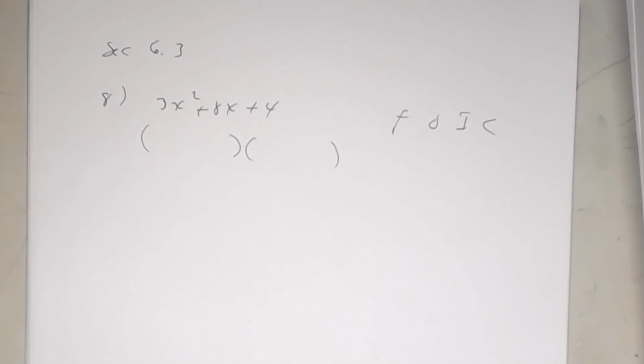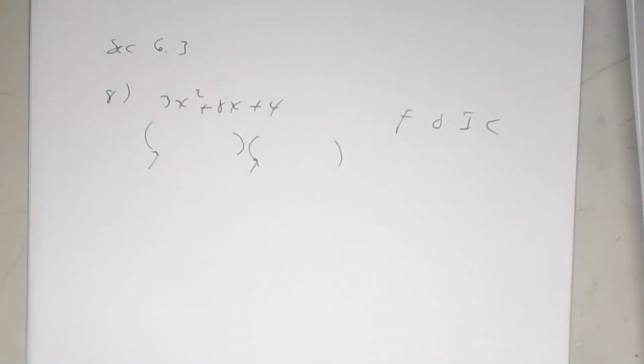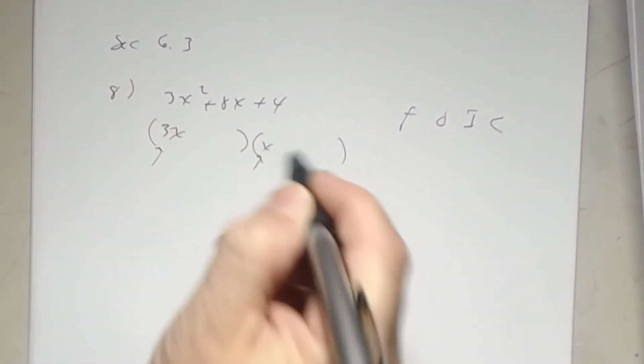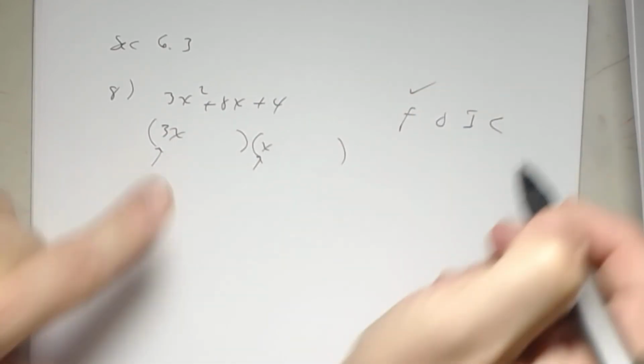So what times what is 3x squared? 3x and x. It does not matter where you put the 3x or the x, because you're going to check. If it doesn't work, you may have to switch it. So that's where the switching is going to come into play here. So 3x, x. Everybody agree that 3x times x is 3x squared? So that takes care of the F.